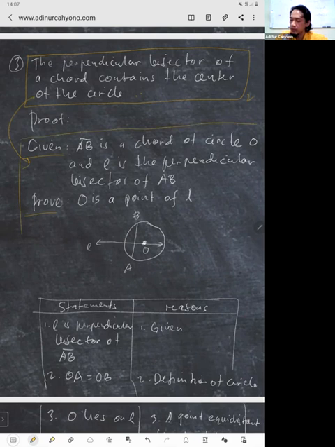The perpendicular bisector of a chord contains the center of the circle. Given: AB is a chord of the circle O, and L is the perpendicular bisector of AB. This is L and this is AB, bisector and perpendicular. So we have to prove that O is a point of L.